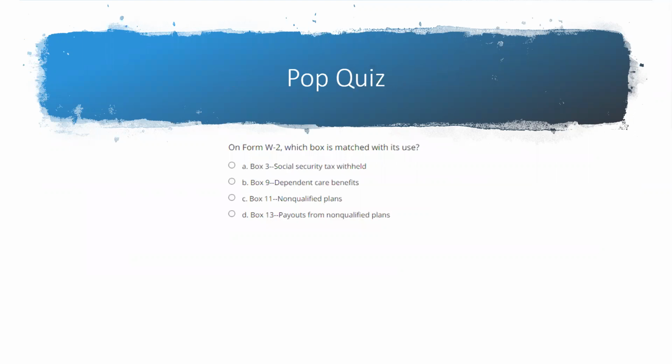Perfect. Couldn't have timed that any better. One more question. On Form W-2, which box is matched with its use? Box 3 is Social Security tax withheld. Box 9 is dependent care benefits. Box 11, non-qualified plans, or box 13, payout from non-qualified plans.